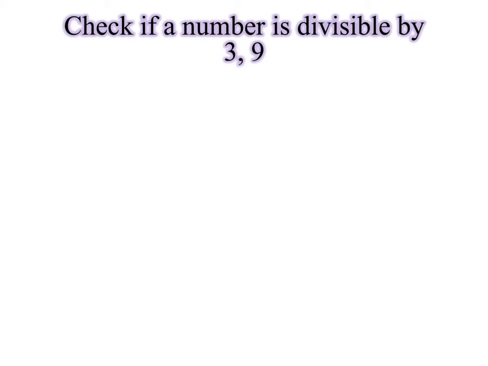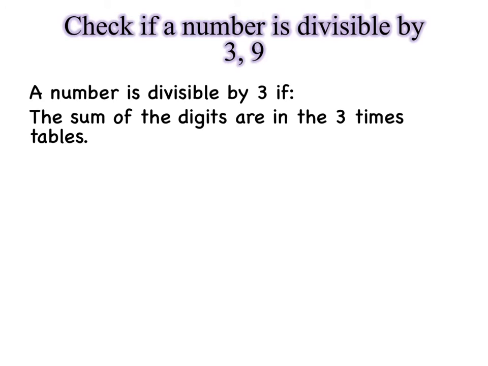Now let's look at 3 and 9. They're slightly more difficult because you have to apply a bit of a calculation, but let's have a look. A number is divisible by 3 if the sum of the digits are in the 3 times tables. Sum, the word sum, means to add. And therefore, if I add all of the digits in the number, and it is in the 3 times tables, the entire number will be divisible by 3.